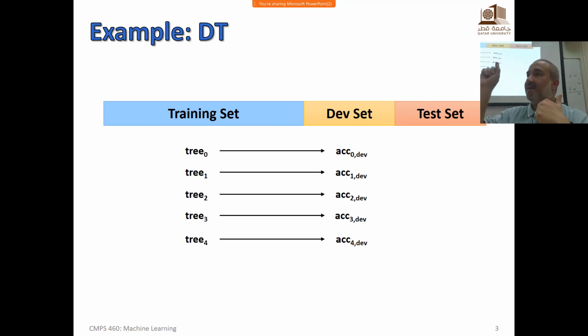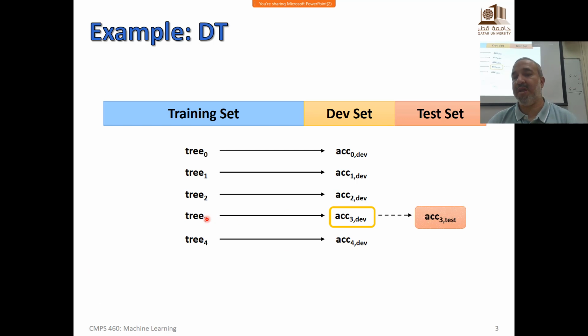Yeah, the one that gave us the best accuracy. Okay, so in this case it was this one. So that was the best accuracy among all of these. So that means that the best value for the hyperparameter, which is the depth, is three. Right, because that's the one that corresponds to this accuracy, okay? And then we compute the accuracy for that on the test set. That's what we did last time, okay?